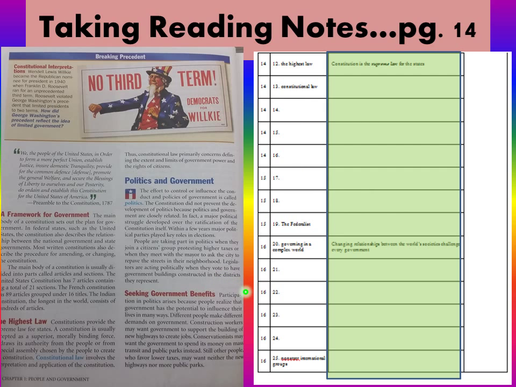Participation in politics arises because people realize that government has the potential to influence their lives in many ways. Different people make different demands on government. Construction workers may want government to support the building of new highways to create jobs. Conservationists may want the government to spend its money on mass transit and public parks instead. Still, other people who favor lower taxes may want neither the new highways nor more public parks.